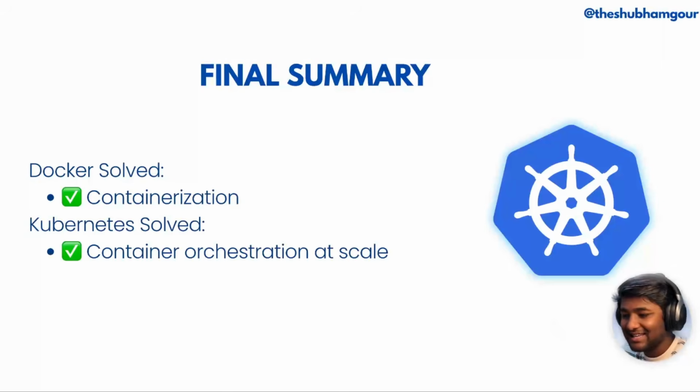That's the biggest difference. Now let us take the final summary. Docker solved the problem of containerization. It made the application portable and easy to use. But when applications started growing at massive scale, companies faced new problems, such as scaling, manual management, load balancing, container crashing, and multi-server complexity. Kubernetes was created to solve all these problems. In simpler words, Docker creates containers, Kubernetes manages them automatically at scale. And that is why Kubernetes became one of the most important technologies in modern DevOps and cloud computing.